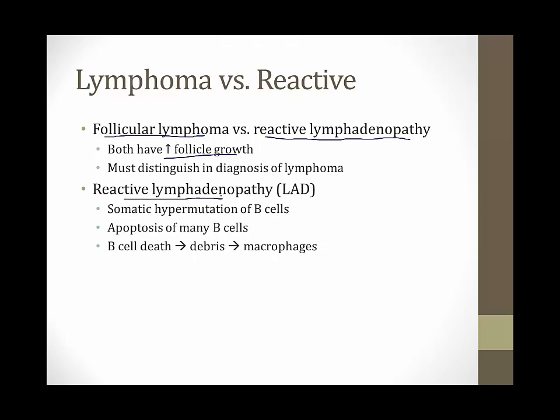In reactive lymphadenopathy, recall that there is somatic hypermutation of the B cells. I talk about this in detail in the immunology modules. Basically, B cells are adapting to the infectious agent, and many of the B cells are undergoing apoptosis. The apoptosis leads to buildup of debris, which is cleaned out by macrophages, and thus the presence of macrophages will be seen in reactive lymphadenopathy. This is less commonly seen in follicular lymphoma, where, as we have described, apoptosis is not occurring normally.